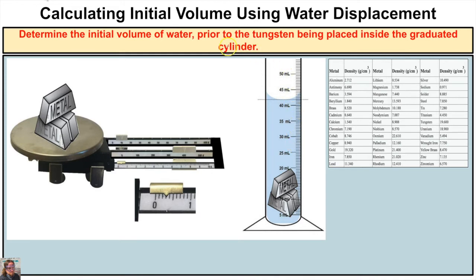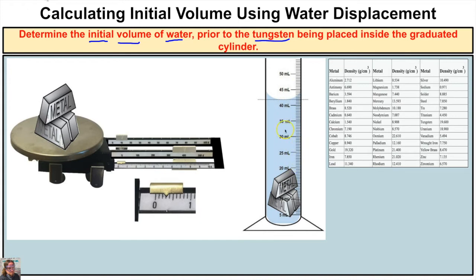being placed in it. And so if we read this question here, it says to determine the initial volume of water, prior to the tungsten being placed inside the graduated cylinder. So we have a graduated cylinder here, and in this graduated cylinder there's some water. And also in this graduated cylinder we have a metal, in this case tungsten. And so let's think about this.